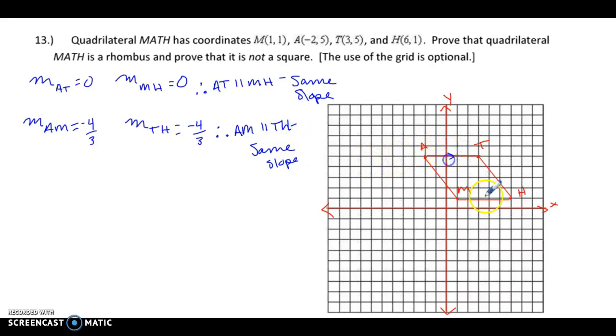All right, so mark them as parallel. And then say it's a parallelogram. MATH is a parallelogram. Opposite sides are parallel.